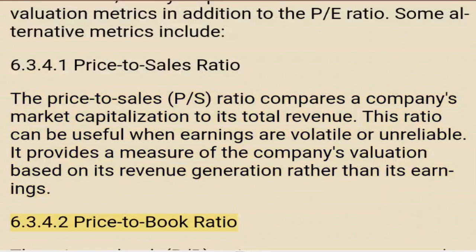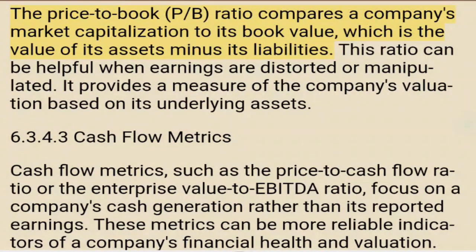6.3.4.2 Price-to-book ratio. The price-to-book (PB) ratio compares a company's market capitalization to its book value, which is the value of its assets minus its liabilities. This ratio can be helpful when earnings are distorted or manipulated. It provides a measure of the company's valuation based on its underlying assets.